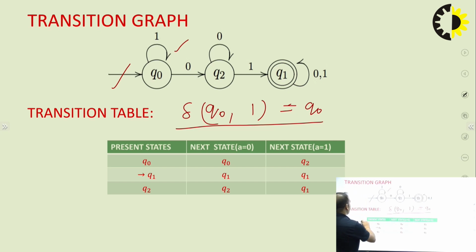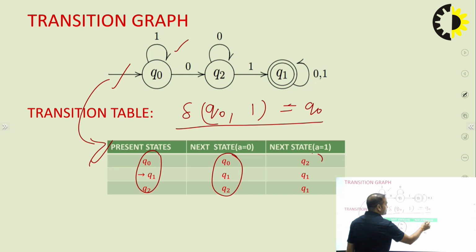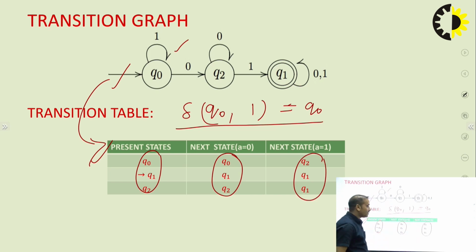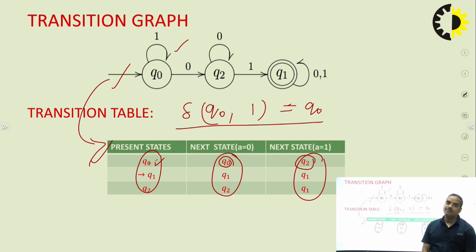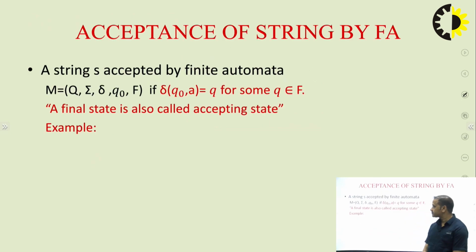Here is the table of the given diagram. We take the present state in the first column, then the next state for input 0, then the next state for input 1. We analyze that Q naught with input 0 goes to next state Q naught, Q naught with input 1 goes to next state Q2, and so on. We have to convert the given table into a diagram, or the given diagram into a table, or a table into a transition function. Each one is convertible to every other.